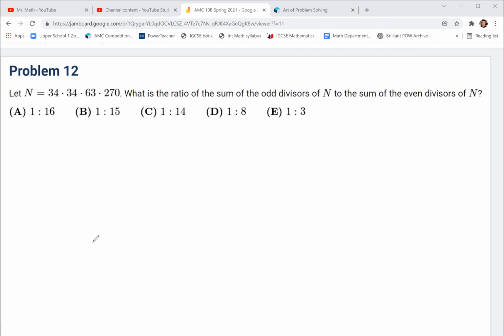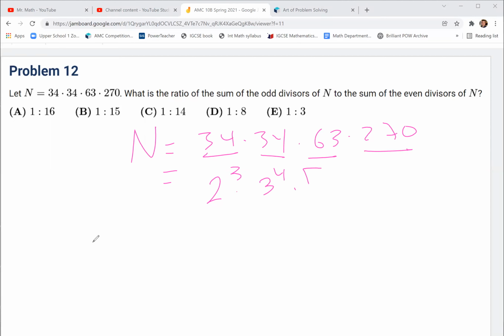Because here's the thing. Let's start by seeing, can we break n down into its prime factors? That might be your first thought, right? We should do a prime factorization. Well, I actually already did that. Knowing this is 2 times 17, 2 times 17, 3 times 21, 27 times 10, which is 3 times 3 times 3 times 2 times 5. Putting that all together, we get 2 cubed times 3 to the 4 times 5 times 31 times 17 squared, right? So if we break n down to its prime factorization, this is what we get.